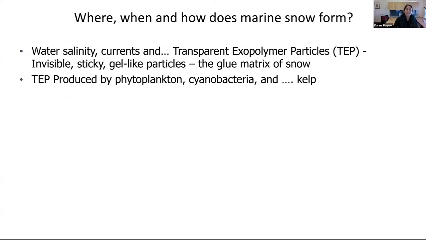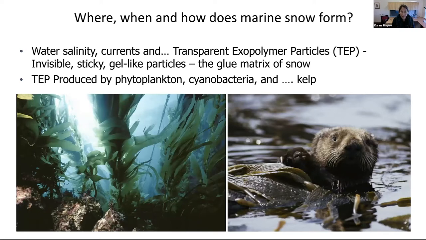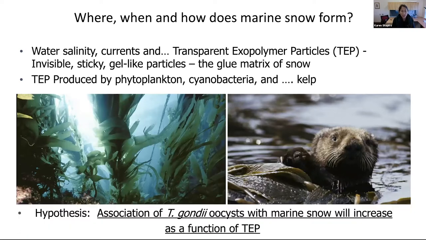So we wanted to really dive in deeper and think about when and where these marine snow particles form. And we learned again from our oceanographers that marine snow formation is complex. It has to do with salinity and currents, but a really specific and important particle is TEP. TEP stands for transparent exopolymer particles, and it basically provides the glue for binding particles together once they collide into each other. So now we need to find out about TEP. And we found out again from our oceanographers that TEP is produced by phytoplankton, cyanobacteria, and kelp, which is of course critically important for the life of sea otters, for their ecology. And so we hypothesize that the association of toxoplasma with marine snow will increase as a function of TEP.